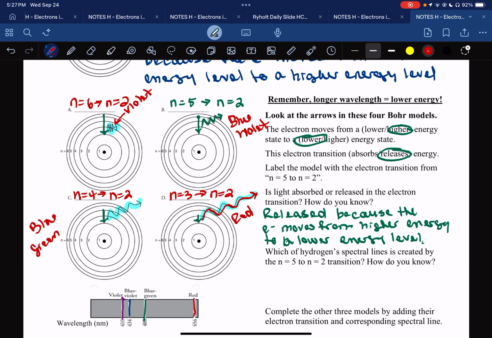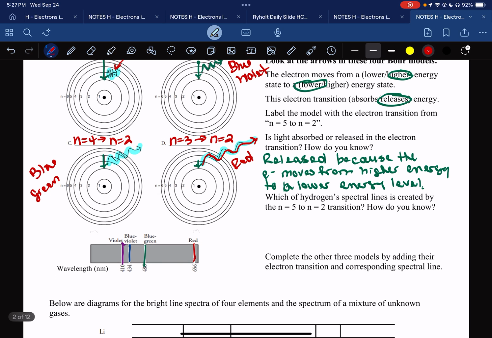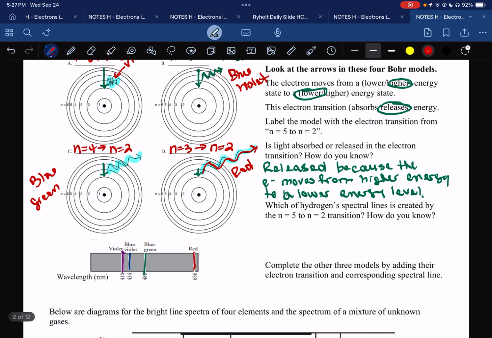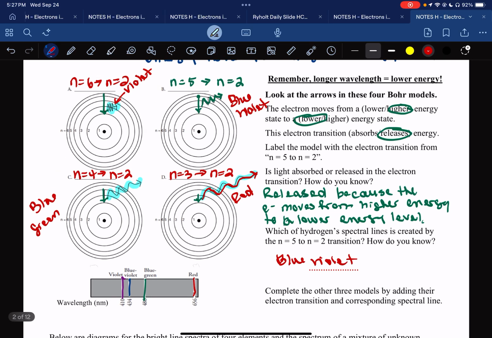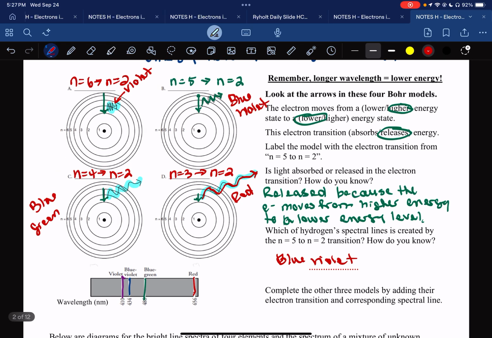Okay. All right. So it says which of hydrogen's spectral lines is created by that transition? So it's blue violet. We already answered that one. Blue violet. And then it says compare the other three models by adding their electron transition and corresponding spectral line. So we did that already.